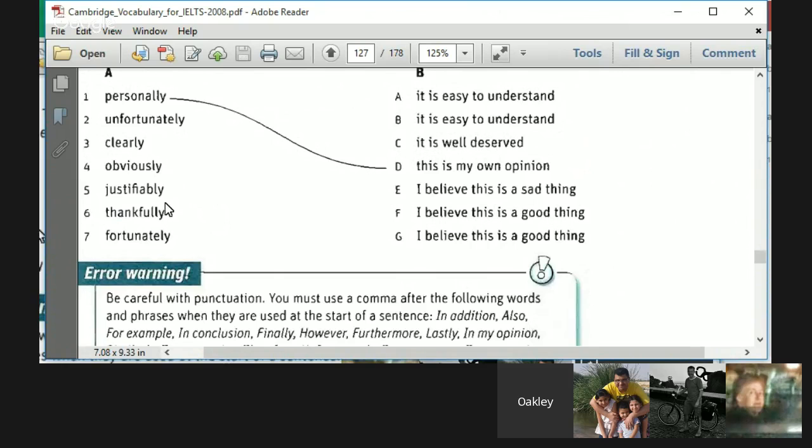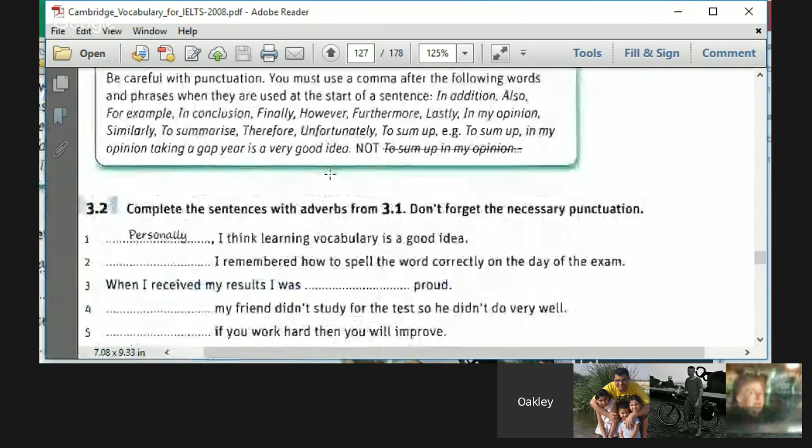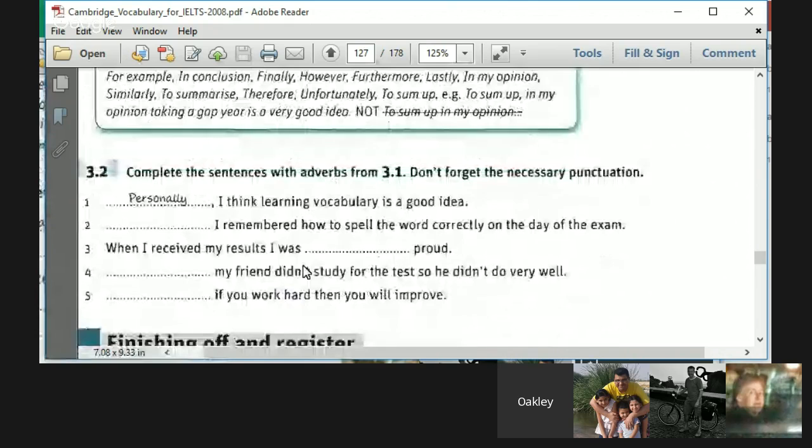It could also be justifiably. He deserved it. Everybody knows he deserved it. When I received my results, I was justifiably proud. That would indicate that he had studied hard and dedicated himself and he deserved it. But it could be obviously, if his results were good.